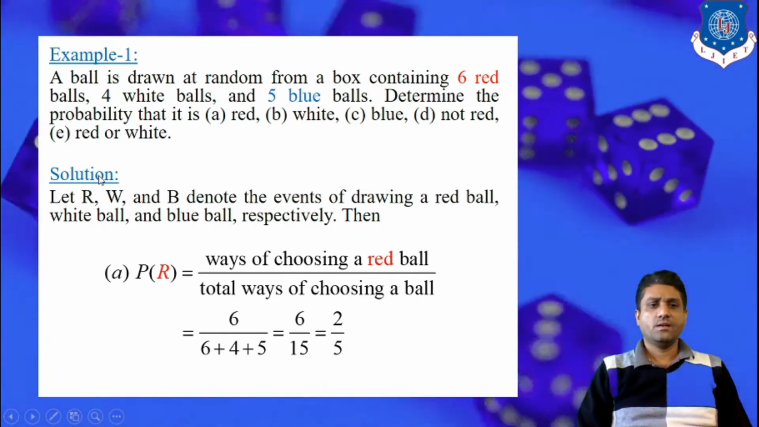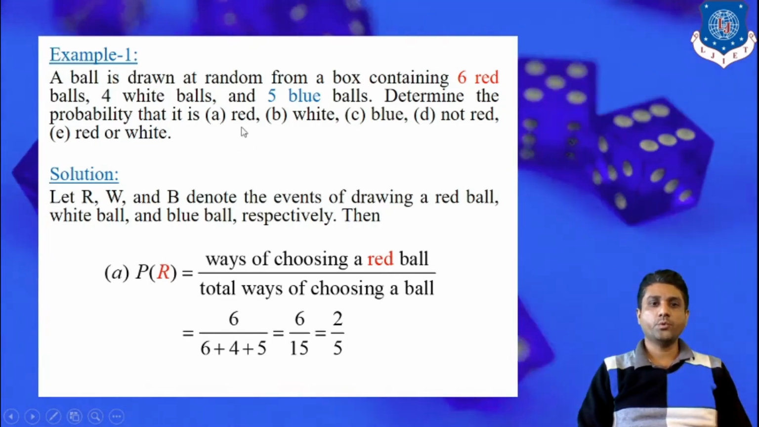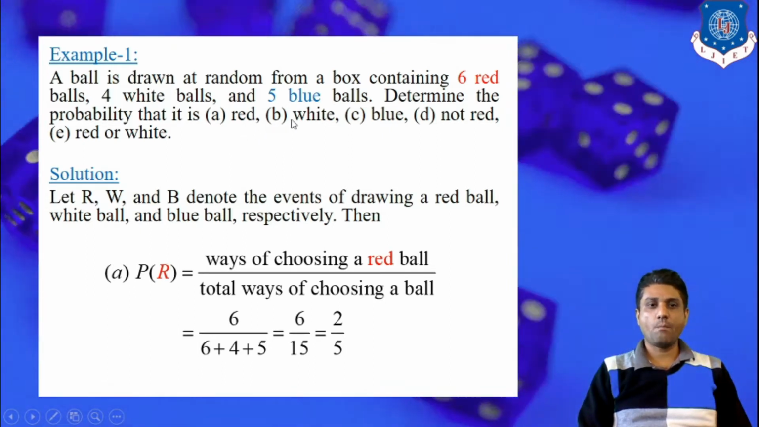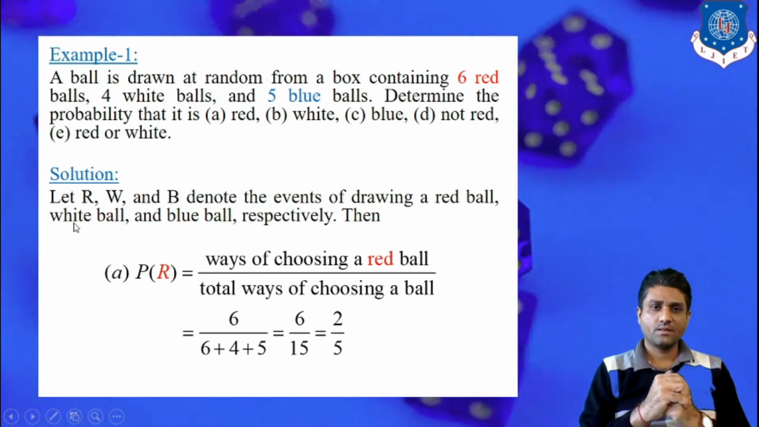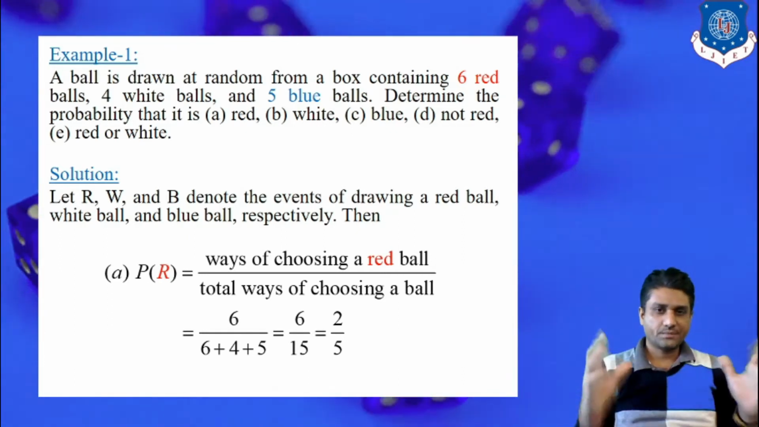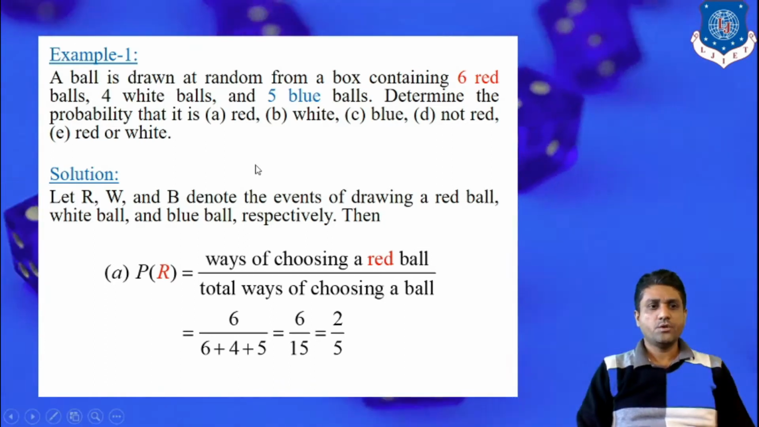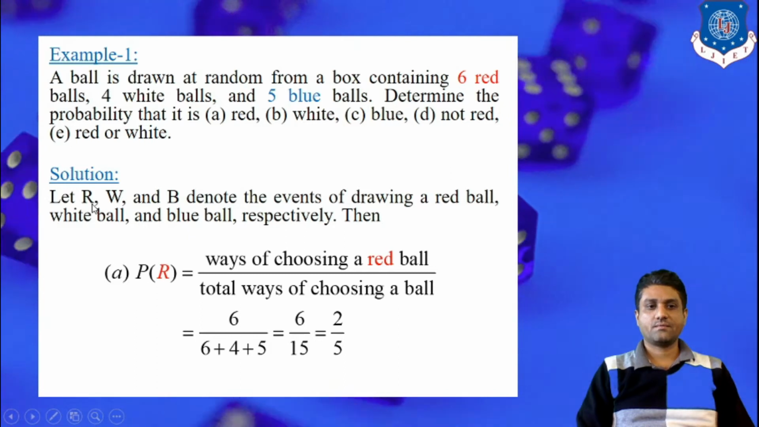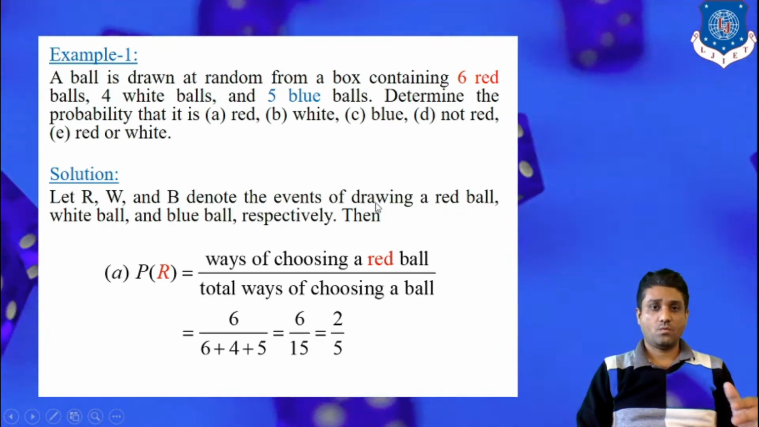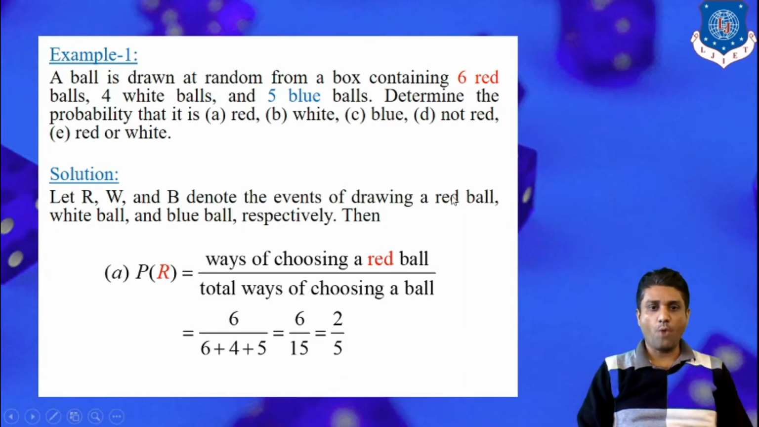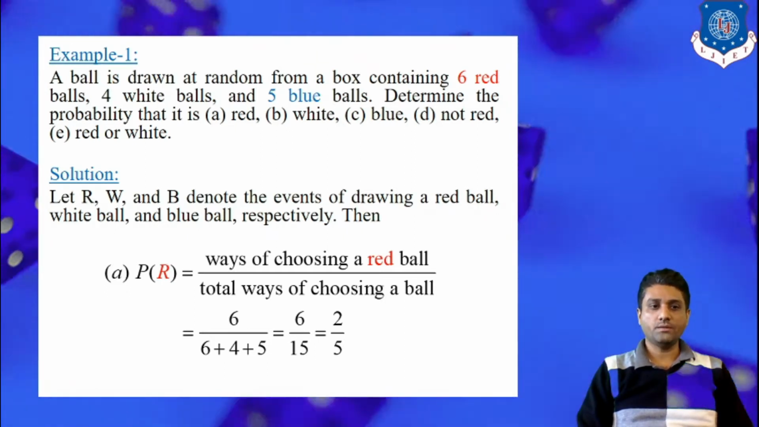So let's move on to the solution, how we can find out the probability corresponding to each and every option, that is, A up to E. Before dealing with the example, we have to assign some symbolic notation. So we consider capital R. Capital R stands for drawing a red ball from the box, so R represents getting a red ball.